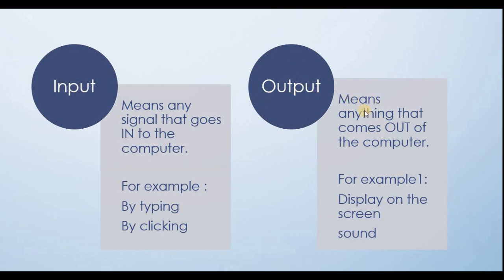So what is output? Output means anything that comes out of the computer. That is nothing but checking on the screen. You will know what is on the computer, right? So that is the output device: display on the screen and sound. In Scratch, when you program it, you can see the sprite either making the shape or giving you a message. So all that is output. Whatever you type into the computer is all input. Today we will see how to give the input and get the output.